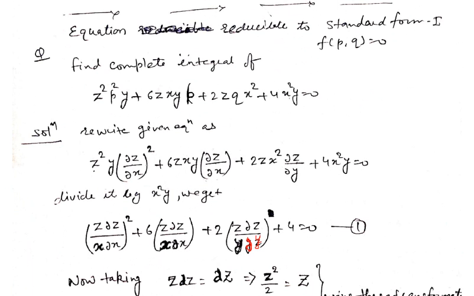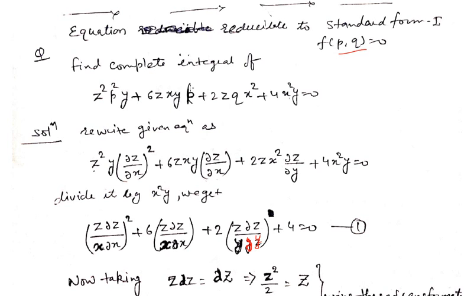Now let's take another problem. We have z square p square y plus 6zxyp plus 2zq x square plus 4x square y. The given equation contains x, y, z, p and q. All variables or parameters exist here. So if it is possible to convert the given equation in terms of p and q only, we can apply this particular method. Otherwise we cannot apply.